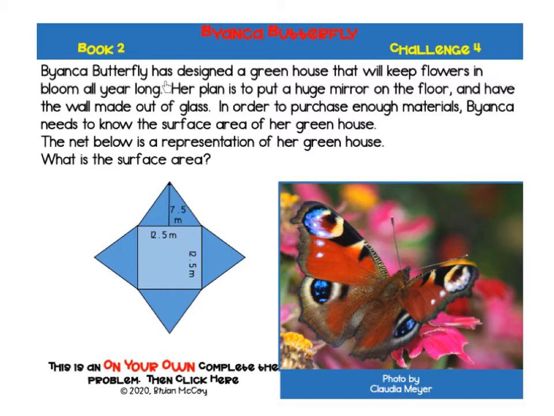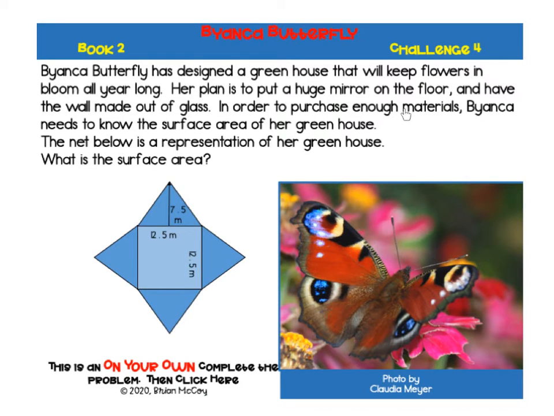Byanca Butterfly has designed a greenhouse that will keep flowers in bloom all year long. That way she can get that sweet, sweet nectar. Her plan is to put the huge mirror on the floor. So this section here would be a mirror, right? And have all the walls made out of glass. So this would be glass, this here, and this here, right?